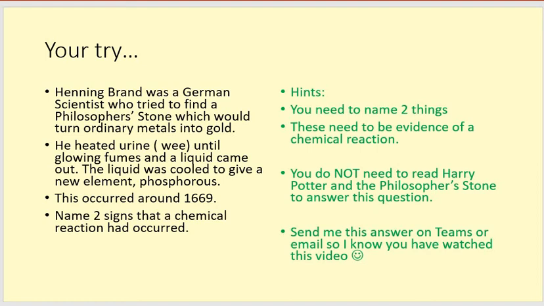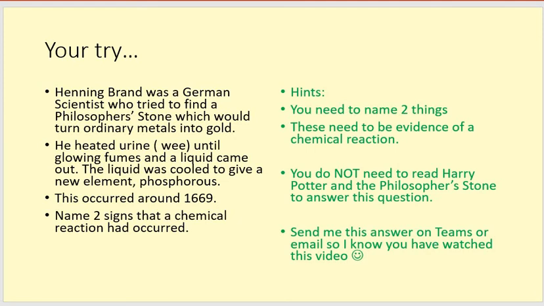He heated urine, that's wee to you and me, until glowing fumes and a liquid came out. The liquid was cooled and that gave a new element called phosphorus. This happened back around 1669, so we're talking a long time ago, nearly 400 years ago. The last bit is the bit you need to answer. Name 2 signs that a chemical reaction had occurred.